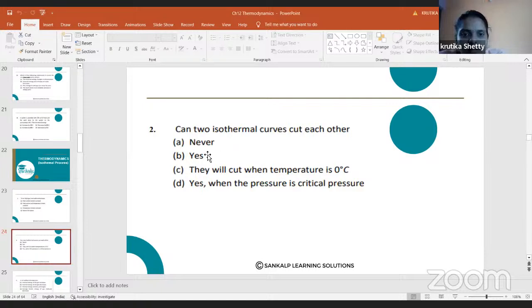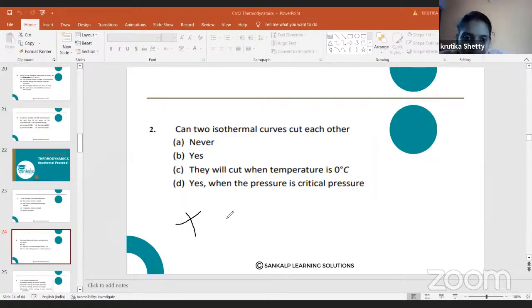Options: never; yes, they will cut when the temperature is 0 degrees Celsius; yes, when the pressure is critical pressure. It is A only, that is never. Why? Because what is an isothermal process? In an isothermal process the temperature remains constant. So suppose the curves are meeting.